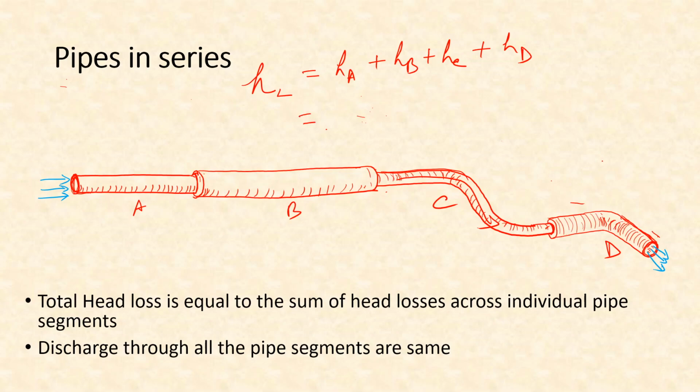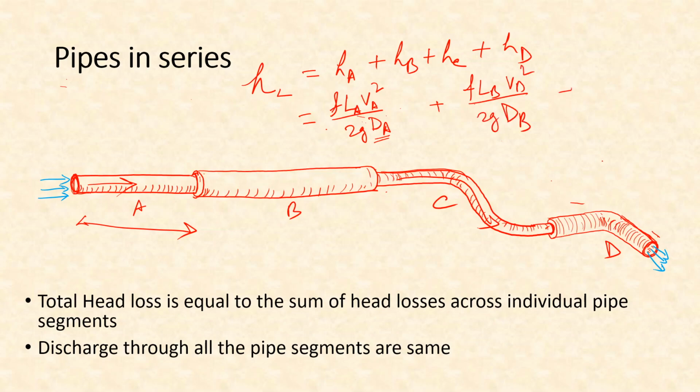Here HA will be f L_A V_A squared by 2g D_A. That means L_A is the length of pipe A, V_A is the velocity through pipe A, and D_A is the diameter of pipe A. Plus again f L_B V_B squared by 2g D_B, and so on. This way we can write this equation.